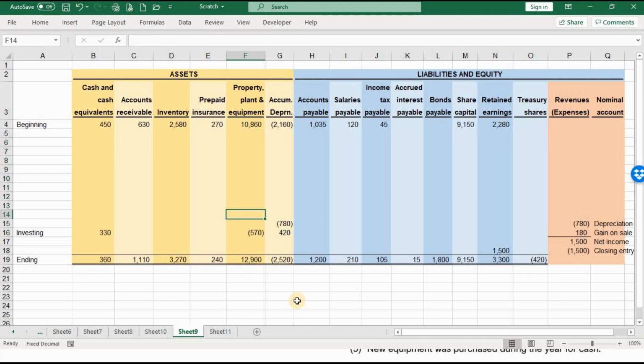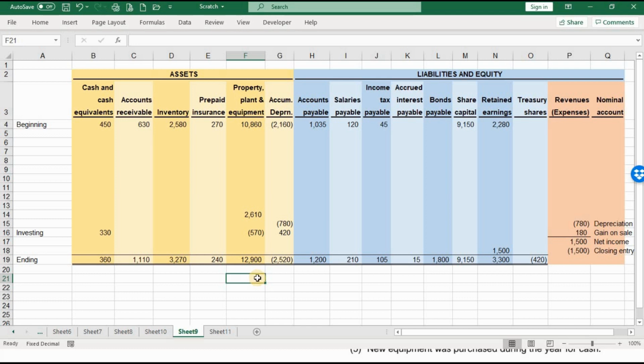This means that the PPE account has an additional transaction that increased the PPE account. So how much is the increase? The increase is 12,900 less 10,860 plus 570, which is 2,610. So what is the possible transaction that resulted in an increase in the PPE account? The possible transaction would be a purchase of new equipment.